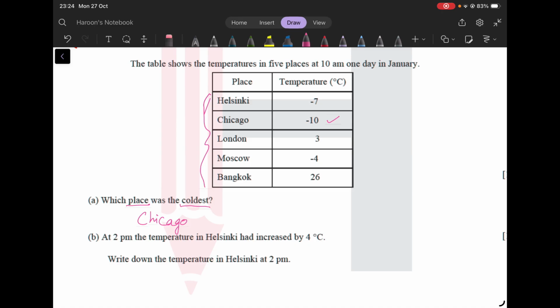At 2 p.m., the temperature in Helsinki had increased by 4 degrees. So this would be plus 4. Write down the temperature in Helsinki at 2 p.m. In Helsinki, the current temperature is minus 7. So minus 7 increased by 4 plus 4. This would be minus 3 degrees Celsius. This is the answer.